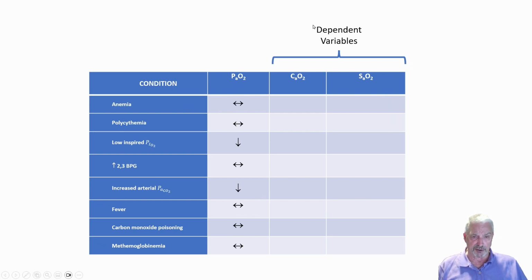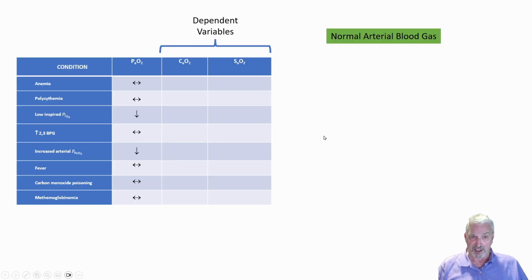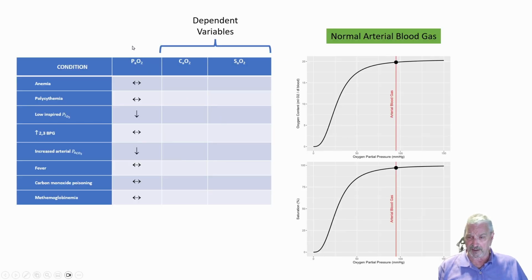Now we're going to look at our two dependent variables, content and saturation of oxygen, in the context of what happened to P little AO2, and think about where we're going to be in these sorts of situations. So the first thing we need to do is look at the coupling between the independent variable and the dependent variable, and that's done through the dissociation curve. So we have a sigmoid dissociation curve relating content to partial pressure or relating saturation to partial pressure.